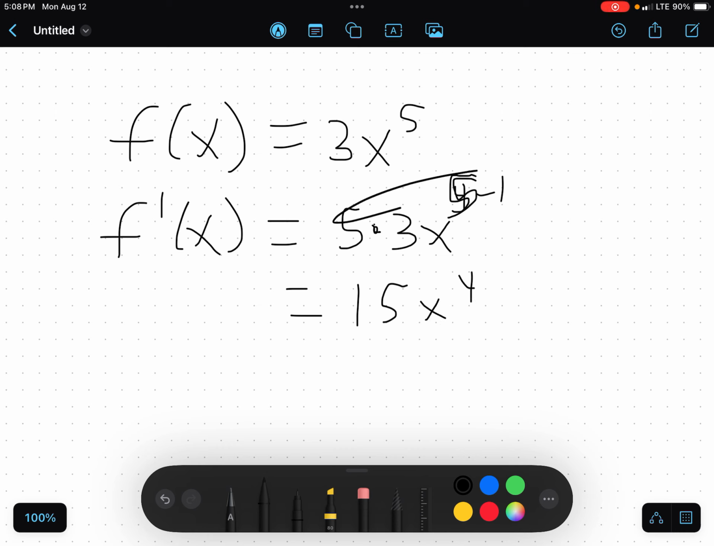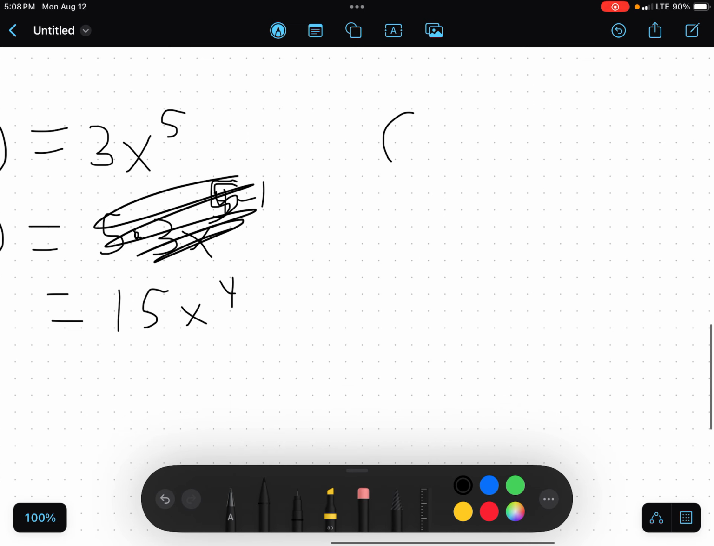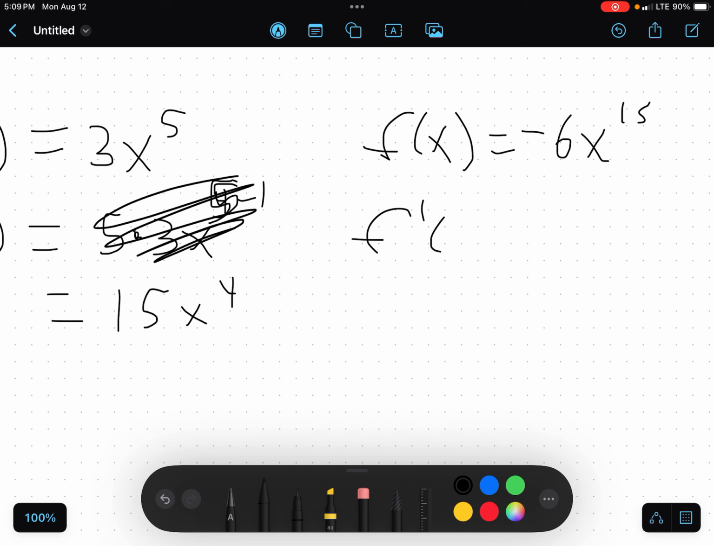And the reality is I don't usually write that part. So if I was going to do something like f of x is equal to negative 6x to the 15th, then f prime of x is going to be negative 90x to the 14th. No reason to write it down in multiple steps. Okay, that's great. That's all positive integers.